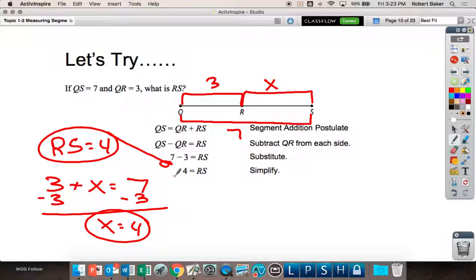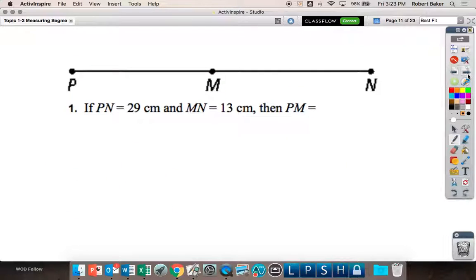Now, I've made a mistake on this question every class period because I think I'm smarter than I am, and I get confused with the letters. I'm not a big fan of rhyming letters like M and N. It's hard for you guys to distinguish that verbally. But we're going to try it. It says if PN equals 29 and MN equals 13, then what is PM?